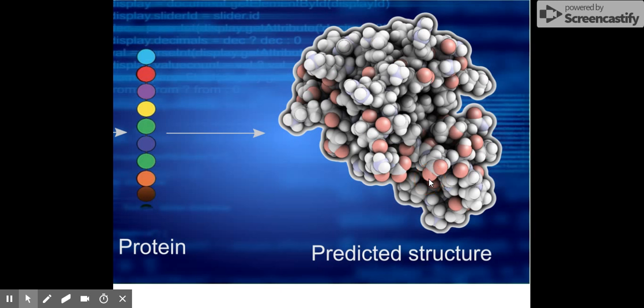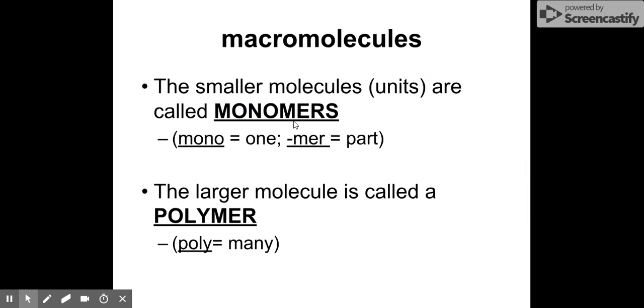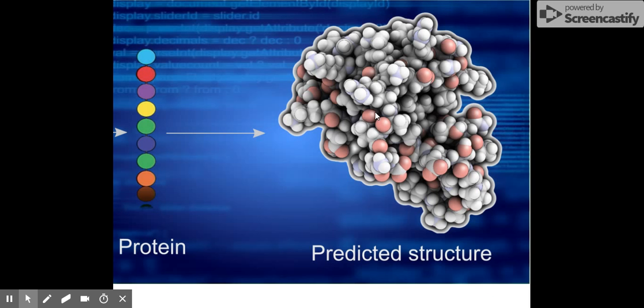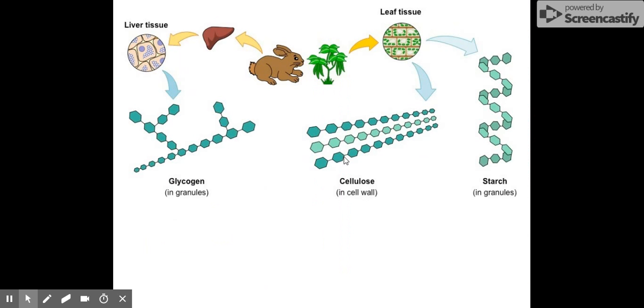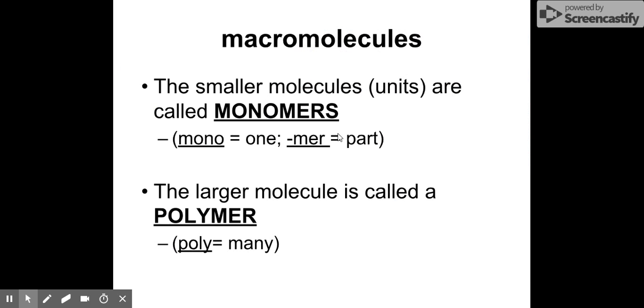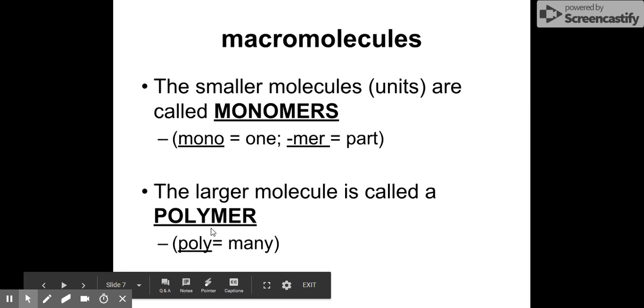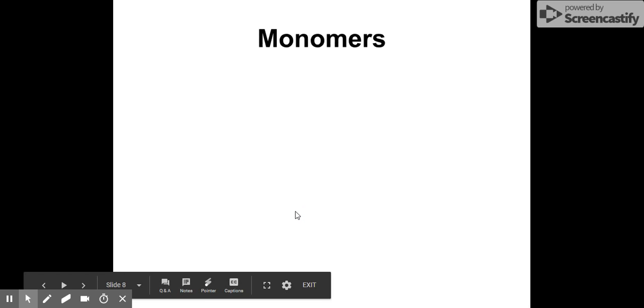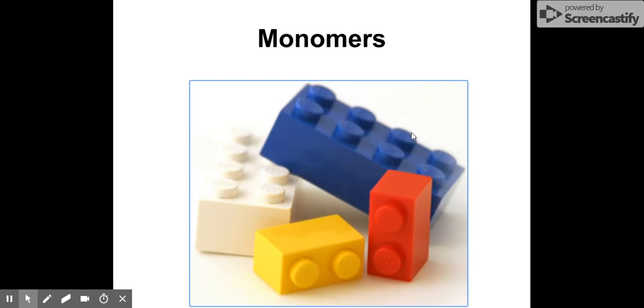That's a polymer. Okay, so the small units that make up that polymer, so if I'm looking at this, each of these small units that make up that cellulose are called monomers. So monomer just means one part. So I'm going to assemble each of those together, and the finished large product is called the polymer, made out of many parts. So here's an example.